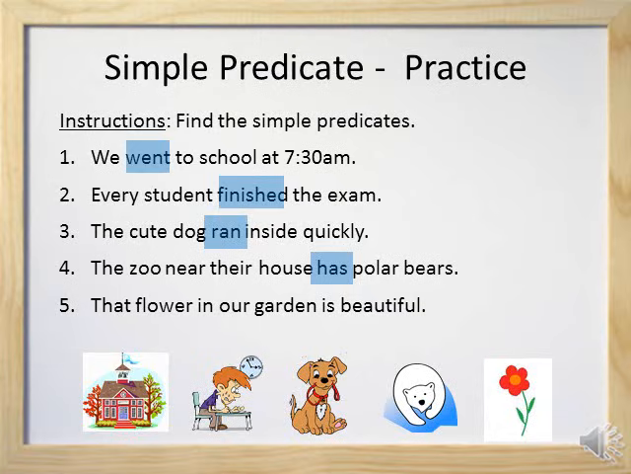The subject of this sentence is flower. What is the action that the flower does in the sentence? The one word that tells us this action is. Is the simple predicate in this sentence.